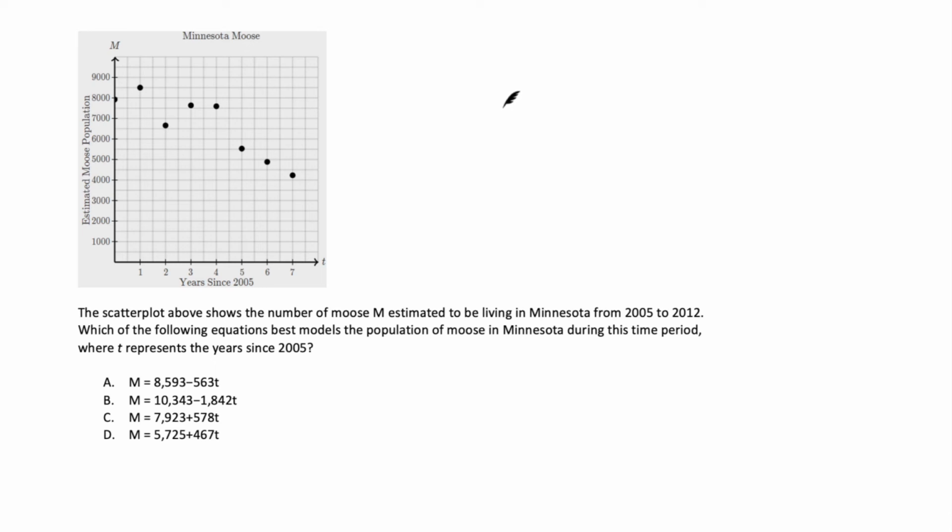Next question. The scatter plot above shows the number of moose M estimated to be living in Minnesota from 2005 to 2012. To be very honest, without even reading the question, you can see that it's a straight line which has a negative slope. It is a decreasing function. I haven't read the question, but this is something that I can see. Now let's complete the question. Which of the following equations best models the population of moose in Minnesota during this time period, where T represents the years since 2005? Okay, so we have our best fit line, which looks something like this.